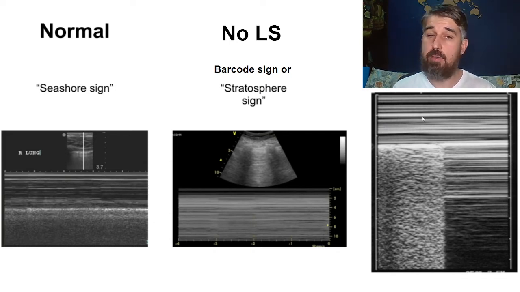And if we are lucky, the patient's not lucky, but we are, we can see this image, the lung point. So we have the seashore on one side and the stratosphere on the other side. This means that we have a healthy lung here and we have air here. So this is exactly where the pleura is disconnecting from the other. This may help us estimate the size of the pneumothorax a little bit, but it's not very precise, but we can have some idea.